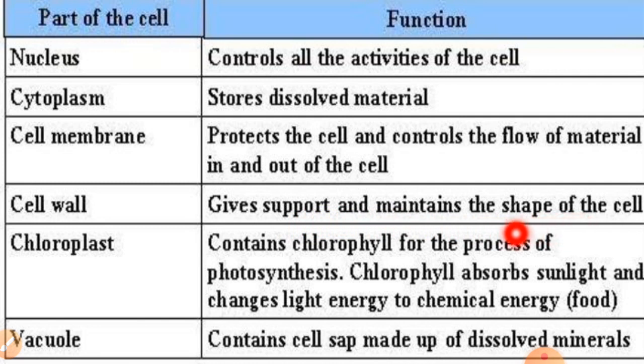Okay, now chloroplast is also present in the plant cell, not in the animal cell. It contains chlorophyll. For the process of photosynthesis, chlorophyll absorbs sunlight and changes light energy to chemical energy. You can know that chlorophyll is present only in the plant, not in the animal. So chloroplast is also present in the plant, not in the animal. So chloroplast helps to make the food.